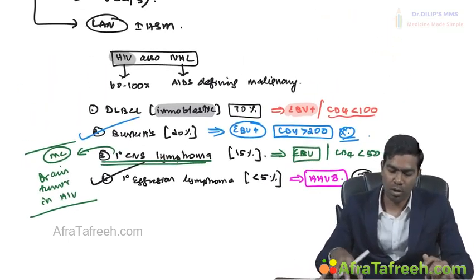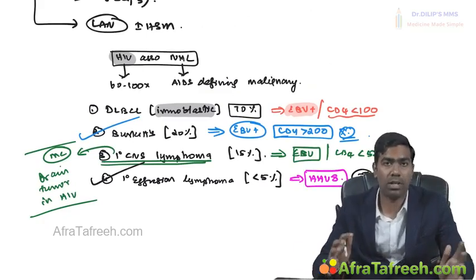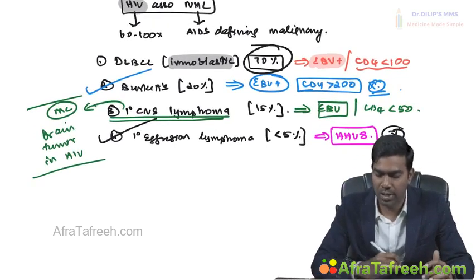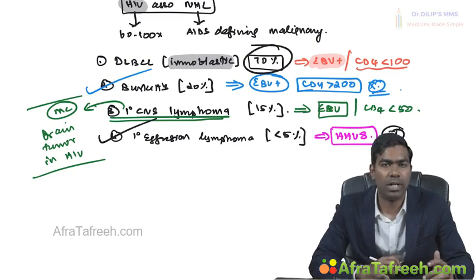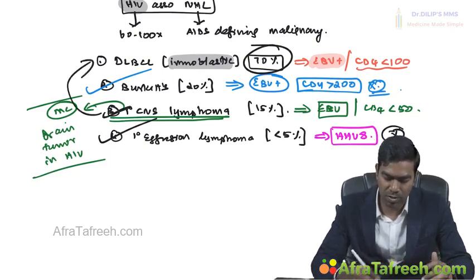So these are the 4 important AIDS defining malignancies that you have to know. I mean, AIDS related NHLs that can happen in HIV patients. The most common being DLBCL of immunoblastic type, which is 70%. Remember, primary CNS lymphoma is also a type of DLBCL. It's not something separate, even though we put it as separate. Ideally, the classification should come under DLBCL of immunoblastic type only.